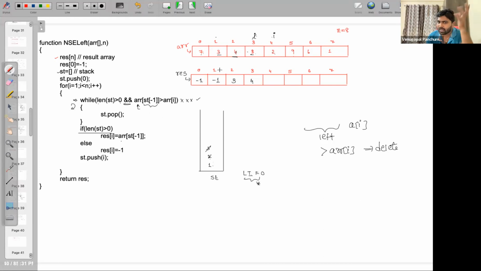Next, comparing with this one. Okay. Again, this is bigger. You delete it. If it is a brute force approach, definitely it will compare with 7 also. But the beauty of the stack is it is skipping this element 7 comparison. Why? 8 is already bigger than 7. So here itself, the 7 story was over. Then again, value coming, so it is not checking. Right. Okay.